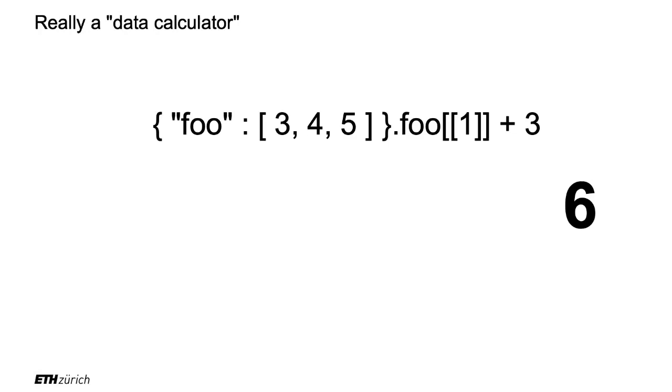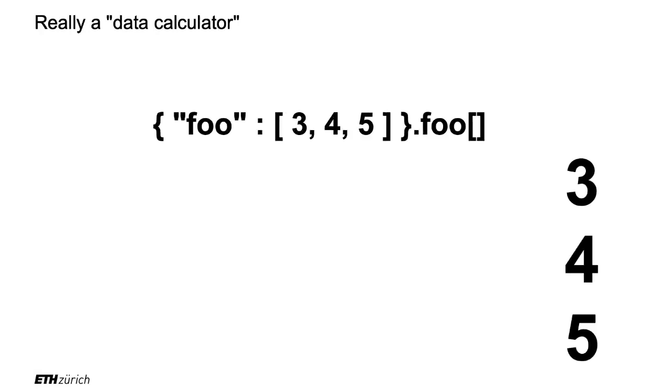Now that's a more complex one. You have an object with a key foo associated with the array 3, 4, 5. If you say .foo, that's taking the array. 1 is extracting the first one, that's a 3, plus 3, 6. Who understands that? Right? You can also put that in a Jupyter notebook. That's going to work. All right, now what's also cool is that I told you it's set-based.